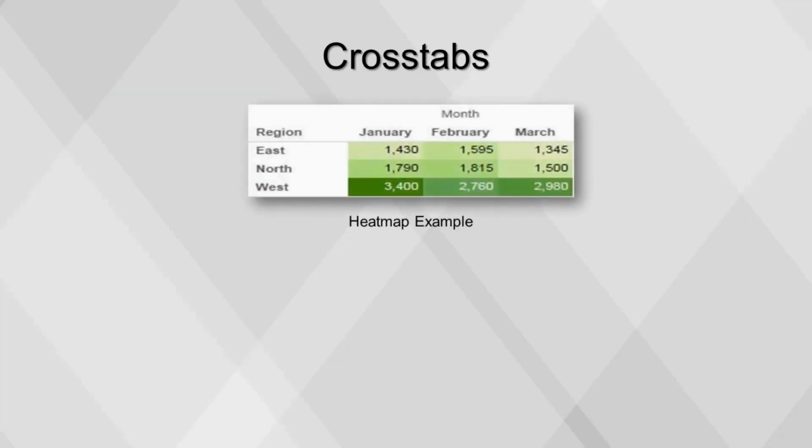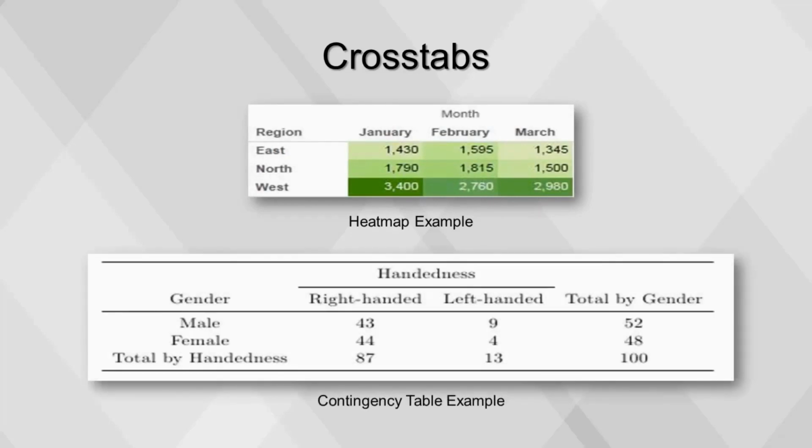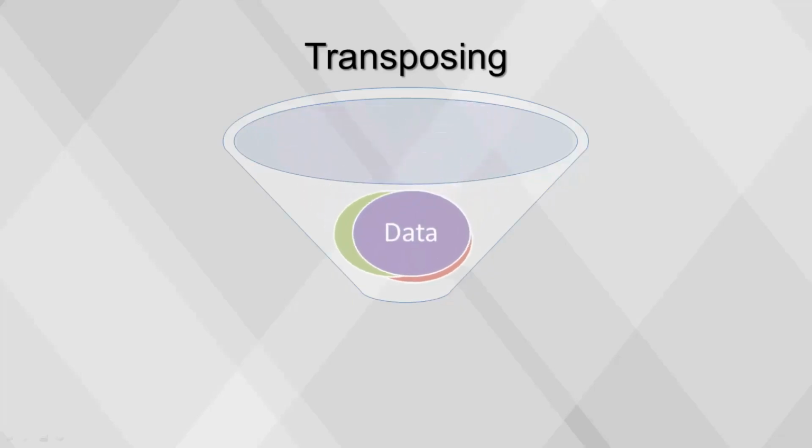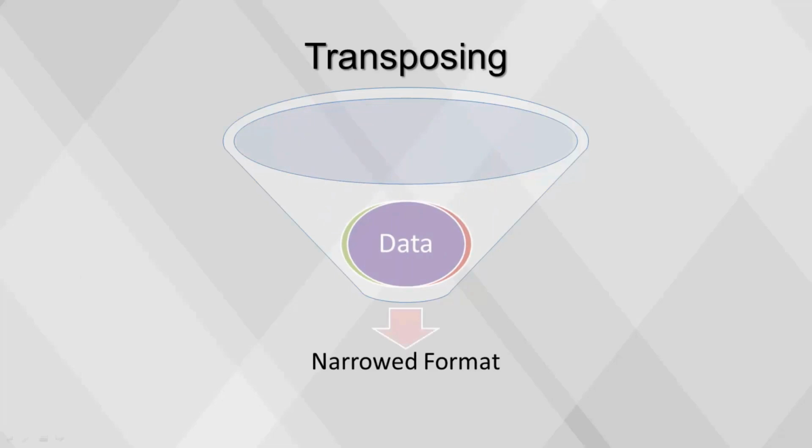Crosstabs are an effective way to summarize and present data, as trends within the data are easier to identify. In data visualization, color is added to build a heat map. Crosstabs are also used in statistics to build contingency tables. Transposing can be thought of as the opposite of crosstabs. It transforms the data from a wide format into a narrow format.